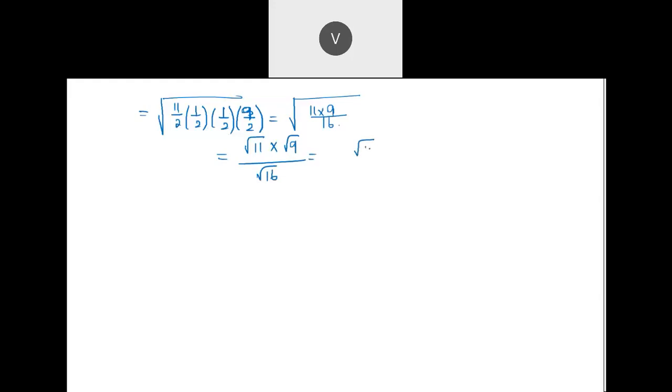What is square root of 11, children? You will get in decimal. Okay, we have to find out square root of 11 by using long division method. And what is square root of 9? 3. By what is square root of 16? 4. Now can you tell me square root of 11 value by using long division method? Use long division method and tell me.